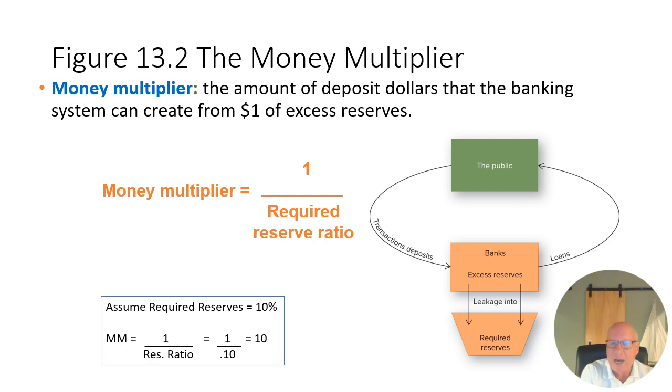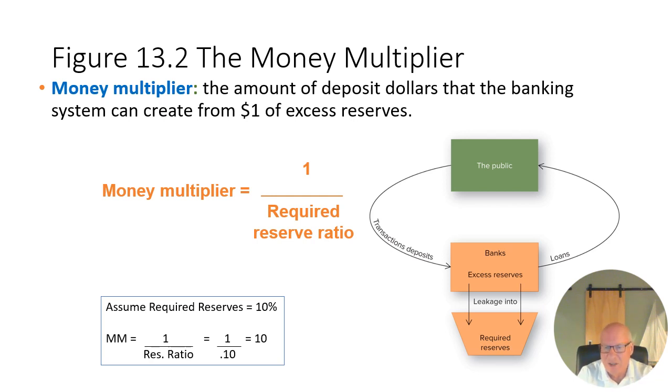So how do we calculate the money multiplier? We'll plug it into the formula: 1 over the reserve ratio. If the reserve ratio is 10%, when you do math with a 10% number, it turns into what? 0.10, right? You've got to decimalize it. So 10% is 0.10. 1 divided by 0.10 is 10.